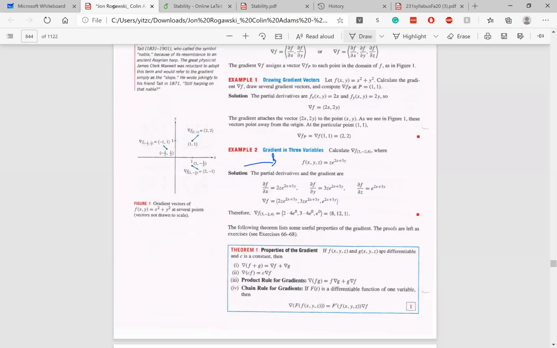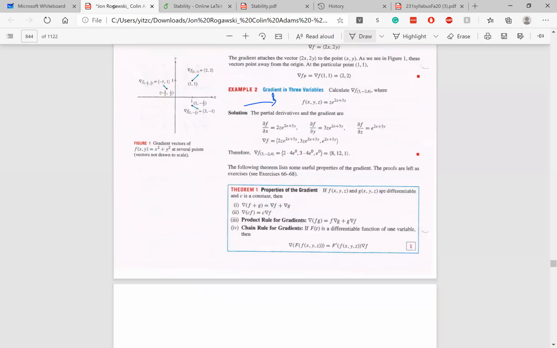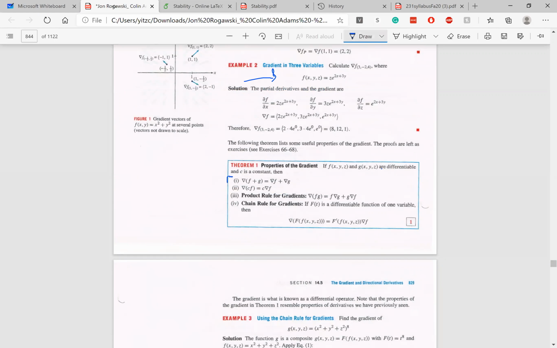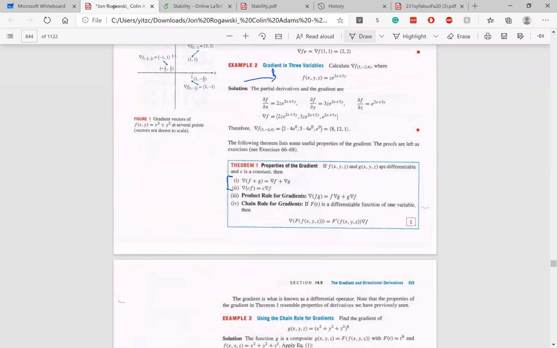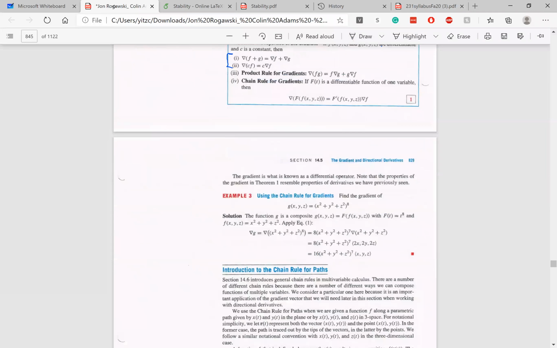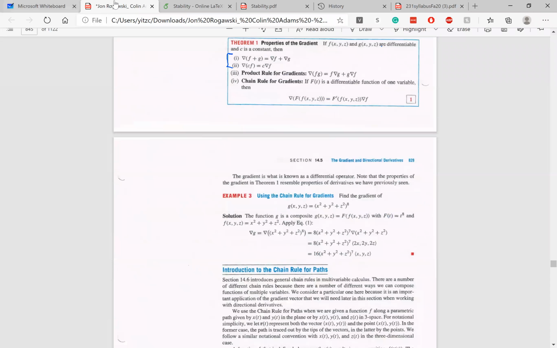So the properties of the gradient, the real ones that you need to know, honestly, are the first two, because the last two, you don't really need to know them. You can just use the normal chain rule when you compute the gradient. The first two are fairly easy to remember. Gradient distributes into addition, and the scalar can come out. I'll just give an example. They say use the chain rule to find this gradient, but you don't actually have to do that. You can just compute the gradient normally.